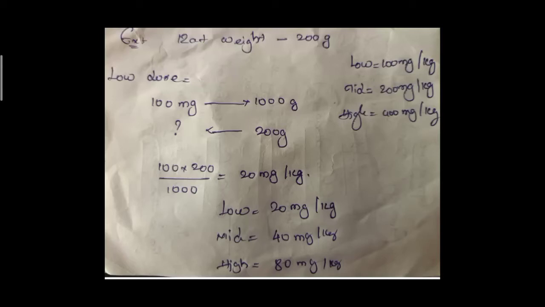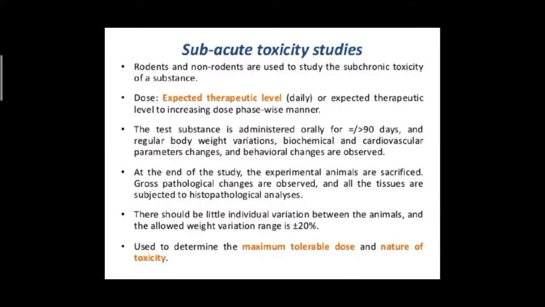So in last class we have discussed up to acute toxicity studies, right? So how to find the low, mid and high doses based upon the different animal weight. Okay. Today we'll see subacute toxicity studies.